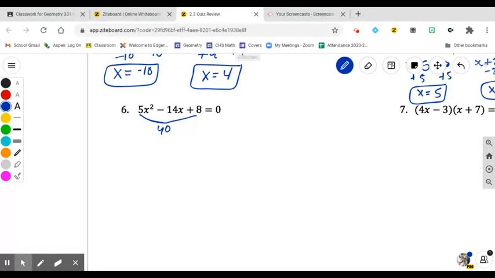I'm doing this because our leading coefficient, our a, is bigger than 1. So this means I have to do box or grouping. So you multiply the first and last to get 40. We want numbers that multiply to 40 and add to negative 14. So that's going to be negative 10 and negative 4.